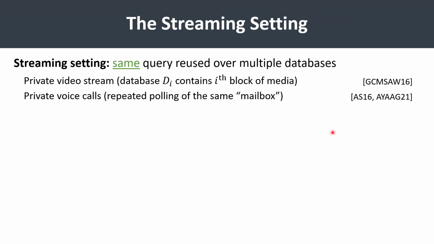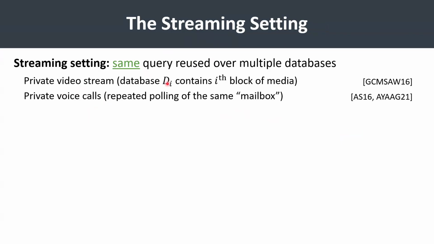You can get much faster performance that way. I'll mention a few optimizations that might be relevant. So this is for the large record setting. I'll talk about the small record setting in a little bit as well. The large record setting is oftentimes what I call a streaming setting, where the same query is used to retrieve a very large record in the database or used to retrieve records from multiple databases. So the same query used on multiple databases. This is a setting that's suitable for things like a private video stream, where the ith copy of the database contains the ith block of the media content.